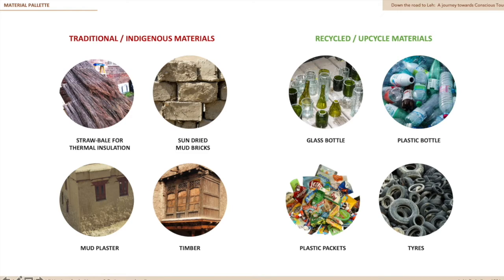Leh has a rich history, being an important town on the Silk Trade route. I chose to use the traditional materials as they have better results in tackling the extreme climate of the region and are successfully sustainable. Materials like straw bale for thermal insulation, sun-dried bricks, mud plaster, and timber. But as the project tries to take a new look and approach for sustainable living, we also use the disposed material from the landfill like glass bottles, plastic packets, tires, etc.